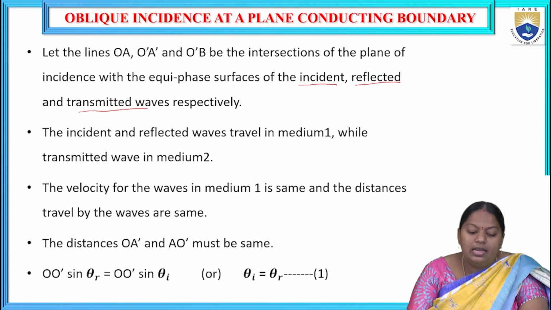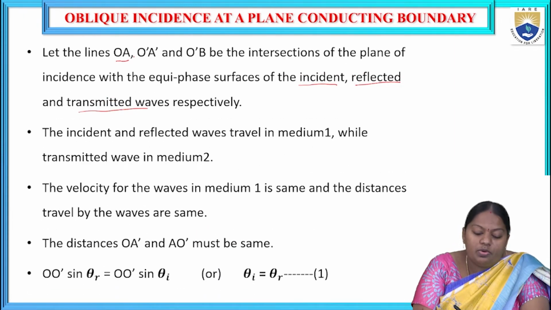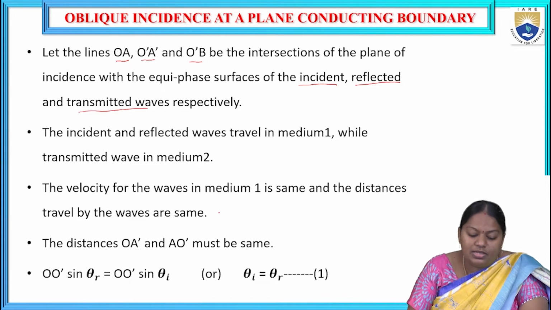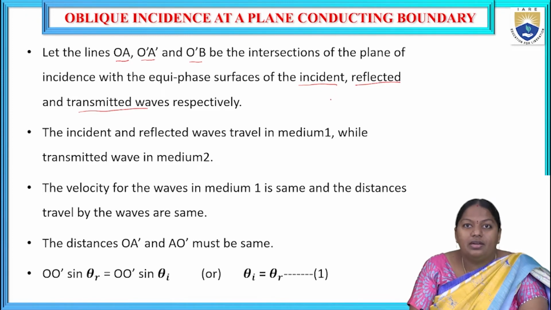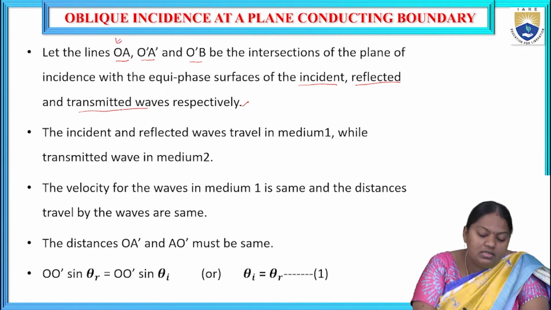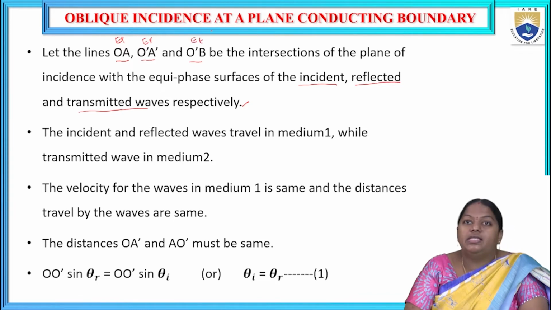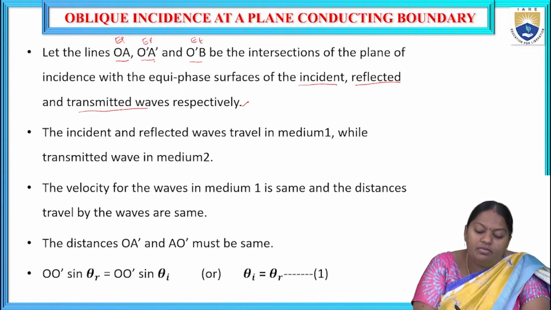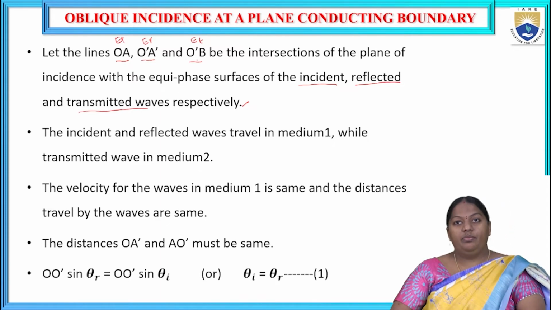So let the lines OA for the incident wave, O dash A dash for the reflected wave, and O dash B be the intersections of the plane of incidence with the equiphase surfaces. Equiphase surfaces, the phase angles must be the same. So the equiphase surfaces of the incident, reflected and transmitted waves are respectively OA for the incident wave, O dash A dash for the reflected, and O dash B for the transmitted. These two exist in medium 1 and this one exists only in medium 2.